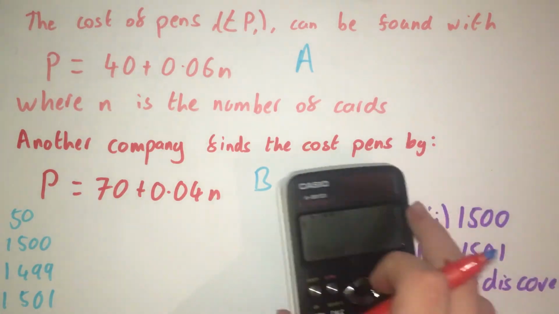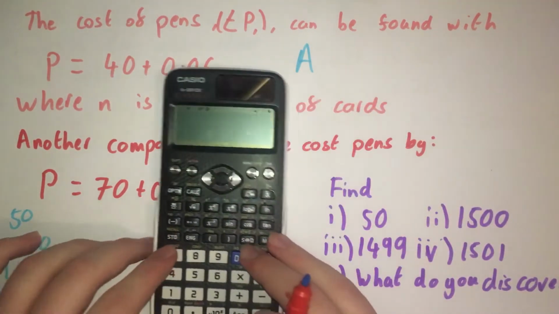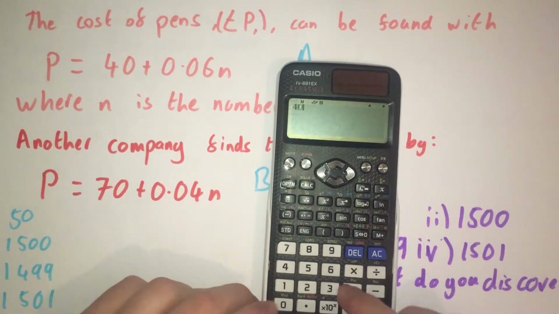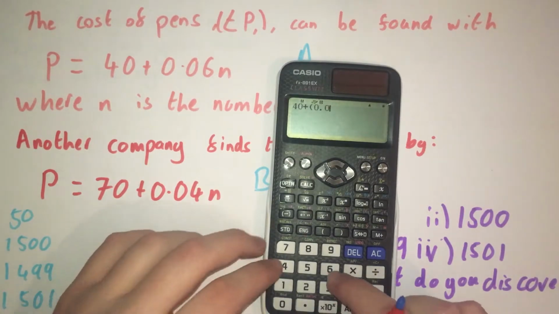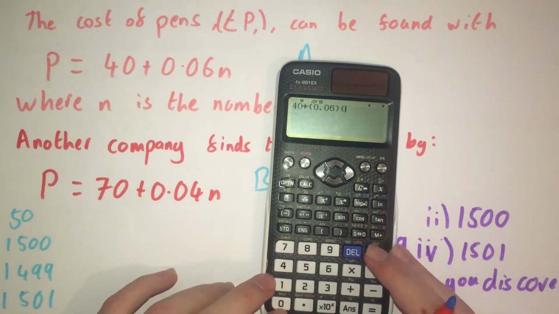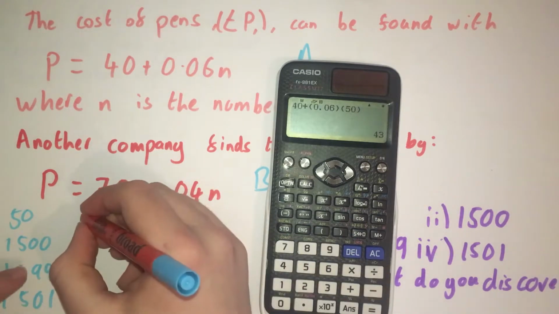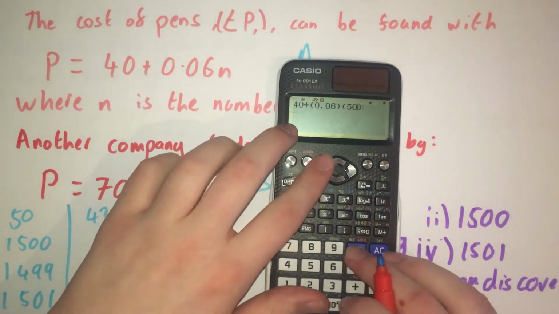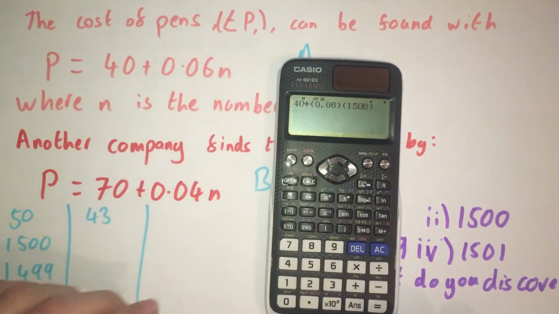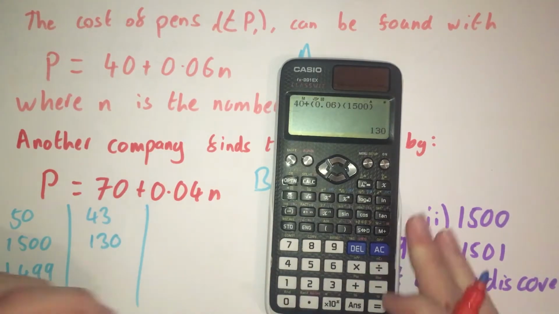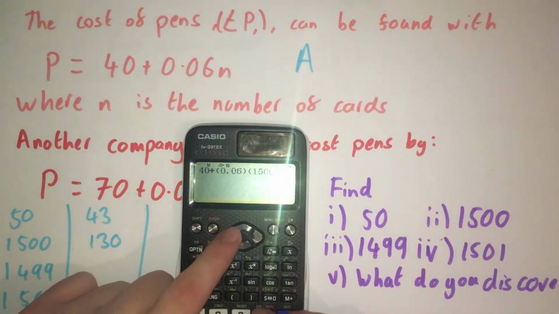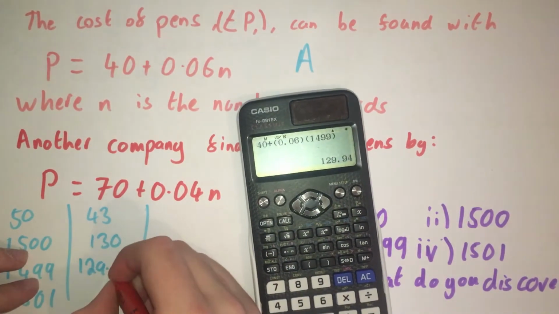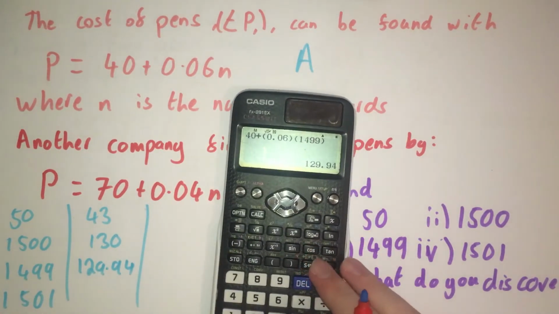Then we can easily sub in the values of n using our calculator. If we do company A first, 40 plus 0.06 times 50, that's 43. Let's do 1,500. That's £130. Then 1,000 is £100, 1,499 is 129 pounds 94 pence.